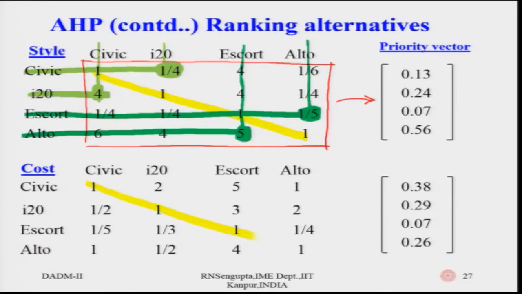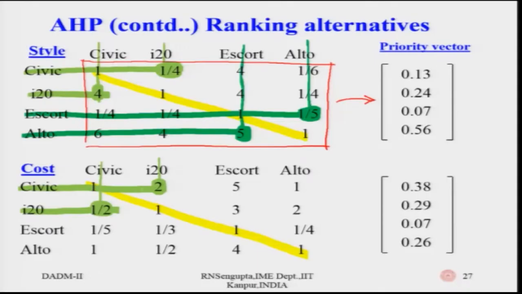The principal diagonal is 1. Which means when you compare civic to civic on the cost front, I20 to I20 on the cost front, Escort to Escort on the cost front, Alto to Alto on the cost front, the score is 1 is to 1. When I am considering the cost factor of I20 with respect to civic, so let me use the same color. This is half, civic to I20, this is 2. Now, you see in the style case you gave a score of 4 to I20 and 1/4 to civic, while in the cost factor you give a score of 2 to civic and half, that is the inverse of that, to I20. So, obviously, on two different criteria, you are ranking the two decisions differently, point one. Point number two, the differentiation scores would be different in both the criteria, which is possible.